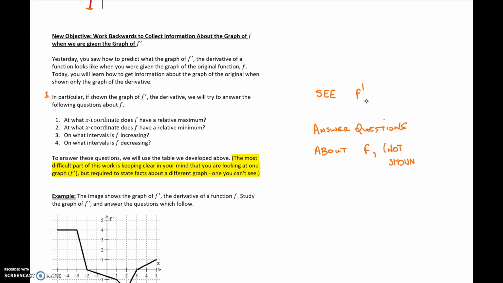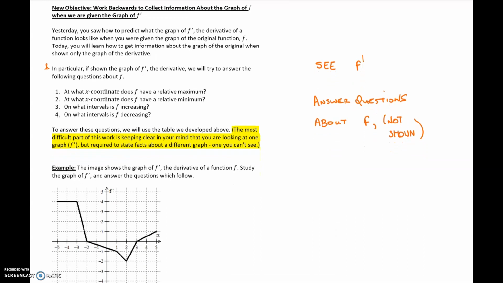So we're going to have to use logic rather than simply looking at it and using our eyesight. So the four questions we're going to have to answer initially: At what x coordinate does f have a relative maximum? At what x coordinate does f have a relative minimum? On what intervals is f increasing? And on what intervals is f decreasing? Those are the four questions we're going to worry about. To answer these questions, we'll use the table we developed above.